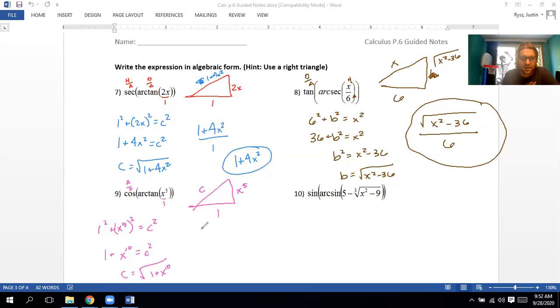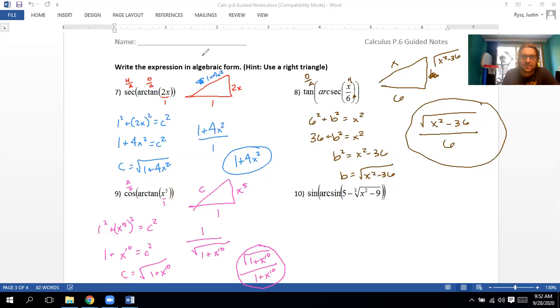Cosine is the adjacent 1 over the hypotenuse, radical 1 plus x to the 10th, the square root of that. Now, if we want to get fancy, we can multiply by radical 1 plus x to the 10th over radical 1 plus x to the 10th. The answer would be radical 1 plus x to the 10th over 1 plus x to the 10th. If you put the first answer down, I'll be fine, but there's the simplified version of it.